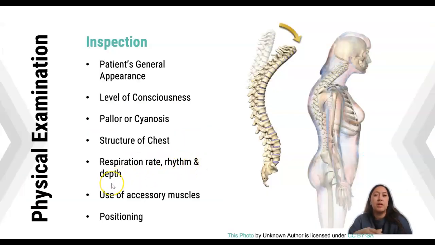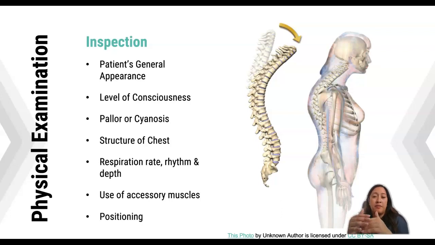Another thing we can see with our patients is their respiratory rate, rhythm and depth. A normal respiratory rate is between 12 to 20 breaths per minute. If they're breathing faster than that, a rate higher than 20, it's called tachypnea. If they're breathing slower, a respiratory rate less than 12, it's bradypnea. There is a difference between tachypnea, which is rapid breathing, and hyperventilation. Hyperventilation is an increased rate and depth, whereas tachypnea is just about the increased rate.